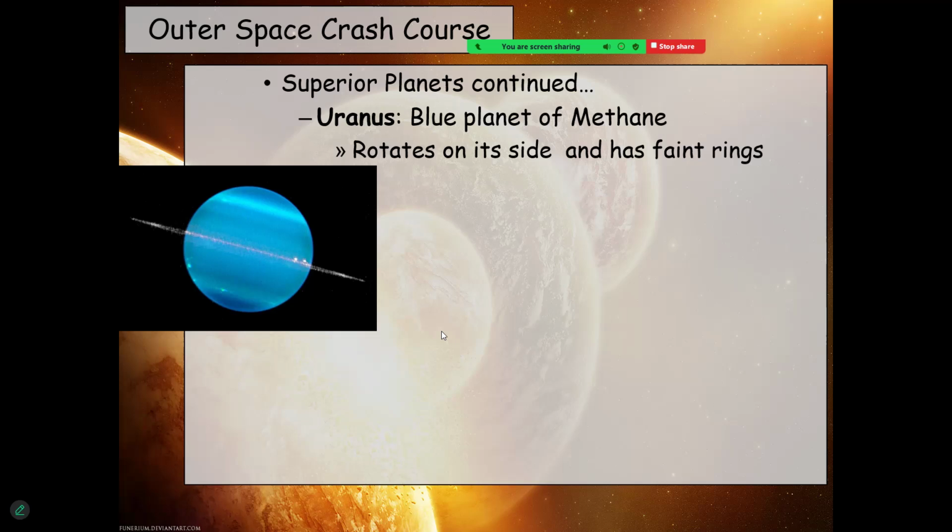Uranus, or Uranus, I've heard it's pronounced both ways. It's mostly made out of methane crystals. It rotates on its side. This picture has it rotating more or less the normal planetary way, but actually it is tilted so that it rotates more or less on its side. I just didn't want to tilt the picture because it would take up more space.